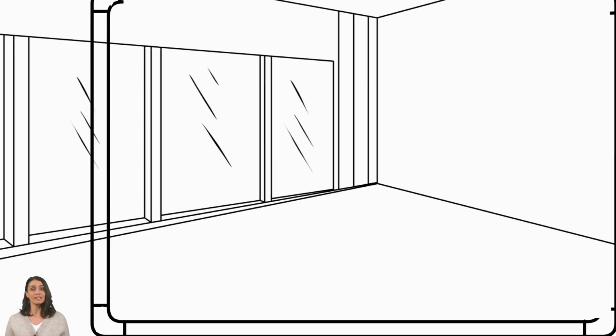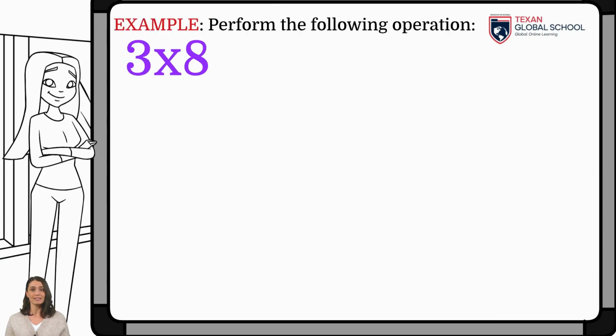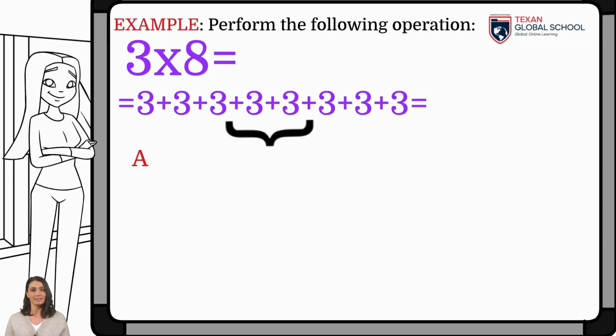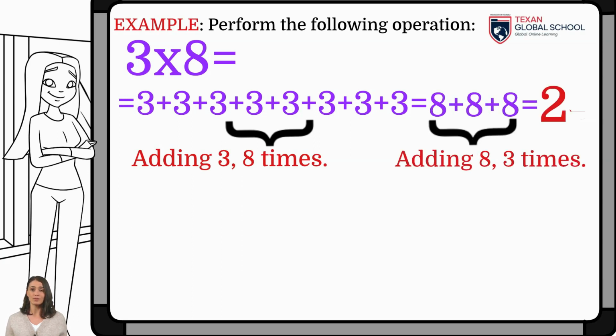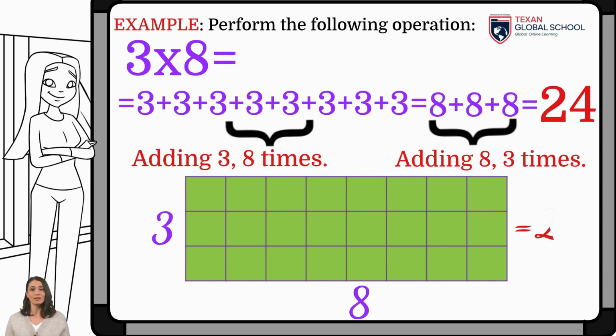Now, reviewing the multiplication of 3 by 8. We add 3 8 times, or we add 8 3 times. Therefore, 3 times 8 is 24. The model represents 3 rows by 8 columns. So we have 24 units. Hence, we conclude that 3 times 8 is 24.